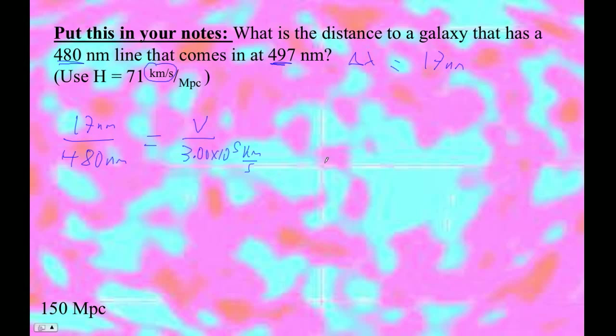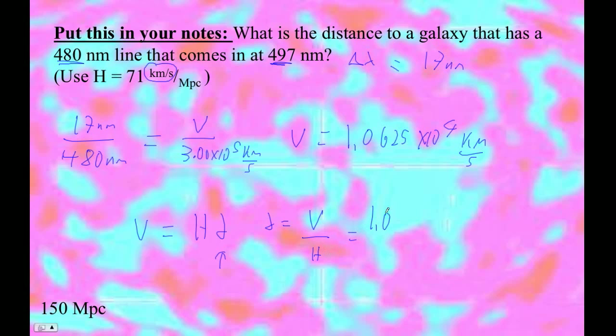And that is 1.0625 times 10 to the 4th kilometers per second. Okay, so now we're going to use Hubble's constant. V is equal to Hubble's constant times the distance to something in megaparsecs. So therefore distance is just V divided by Hubble's constant. Is that right? I do believe it is.